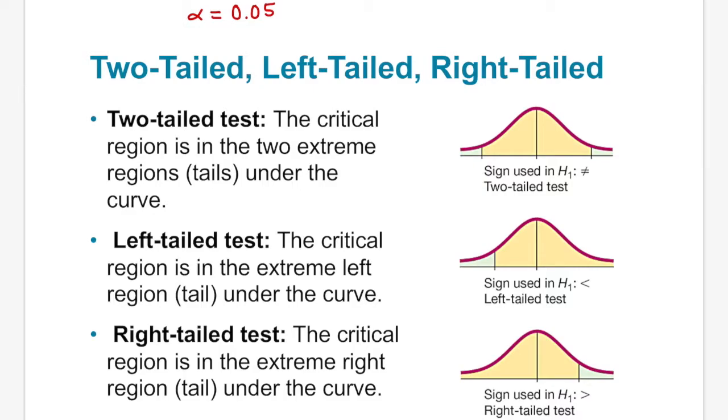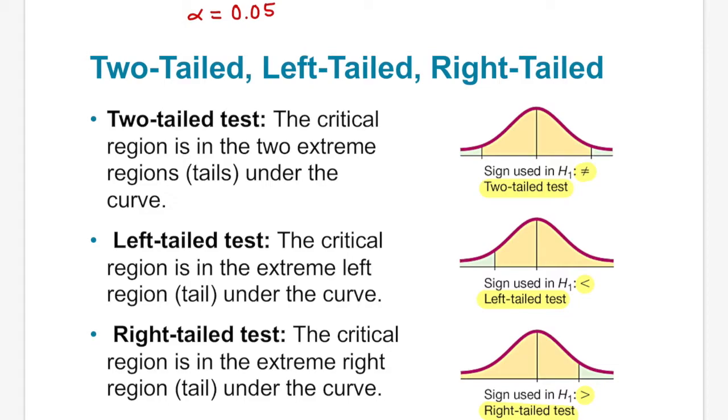You look at your HA. If your HA contains not equal to, then you are going to have a two-tail test. If your HA contains less than, then you are going to have the left-tail test. And if HA contains greater than, you are going to have the right-tail test.